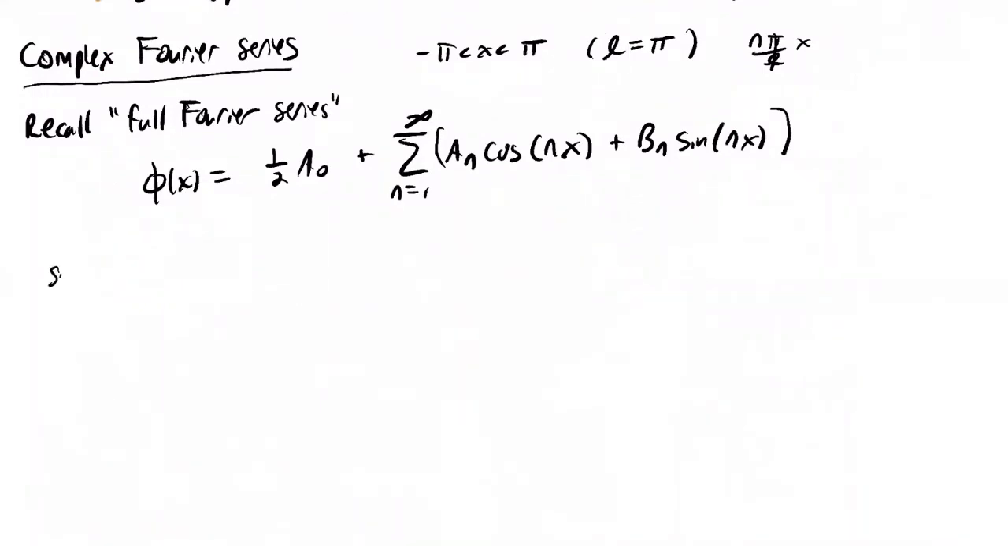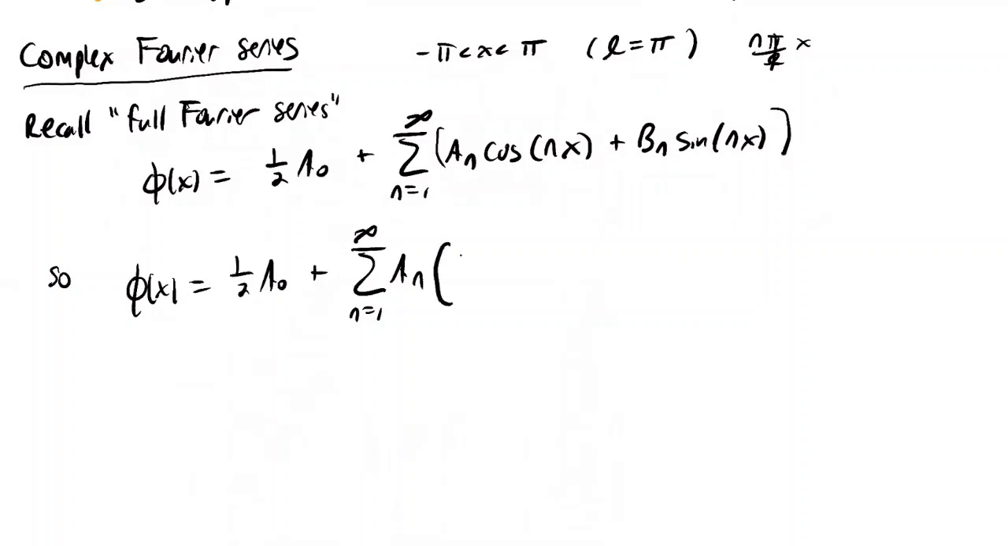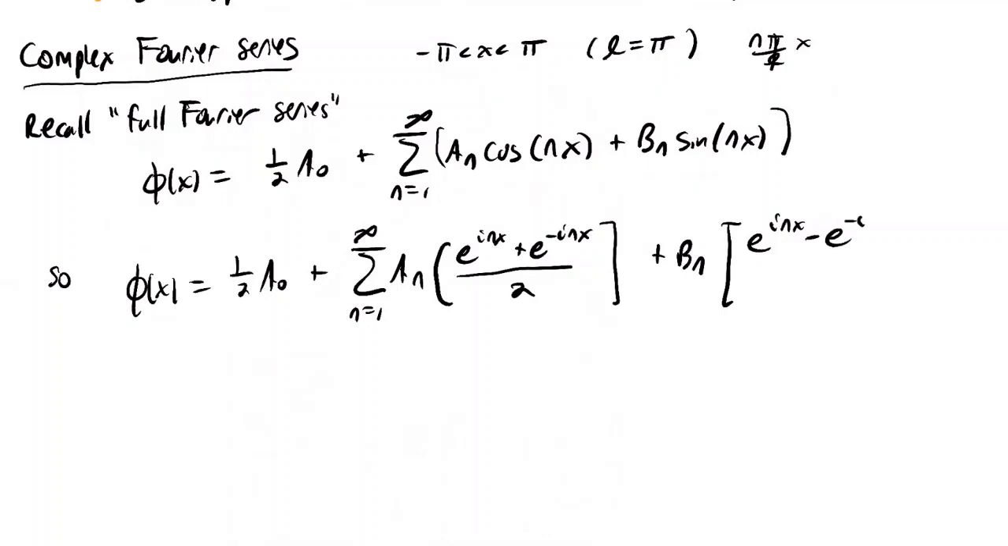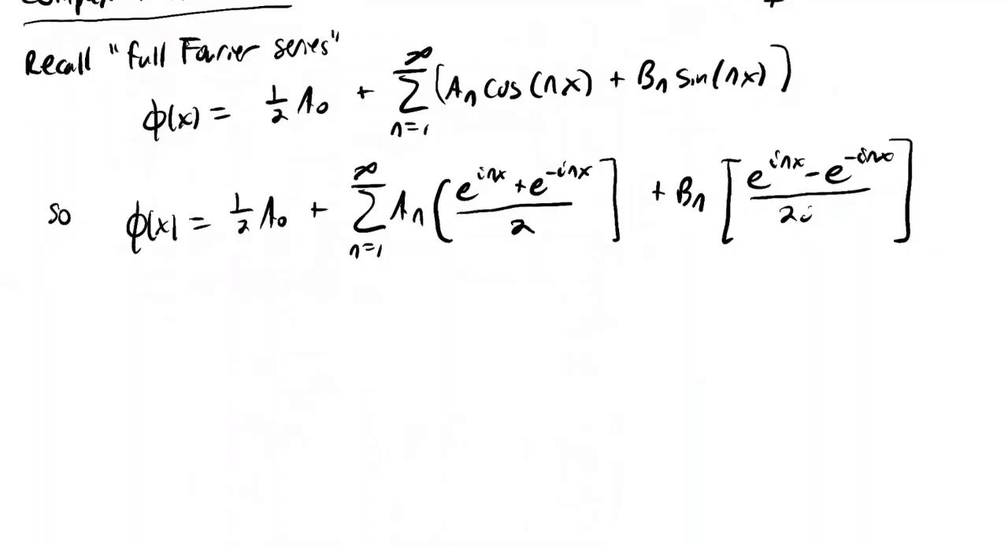And so I can write phi of x. Well, I have this a0 term, nothing's going to happen here. But in this infinite sum, I'll have a_n, and if I use the first formula we derived above, this is e to the inx plus e to the minus inx divided by 2. And then I have b_n times e to the inx minus e to the minus inx over 2i. And so we'll notice that now I've written my Fourier series as a sum of complex exponentials times possibly different coefficients.